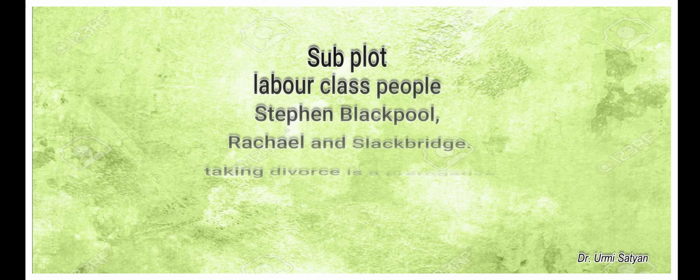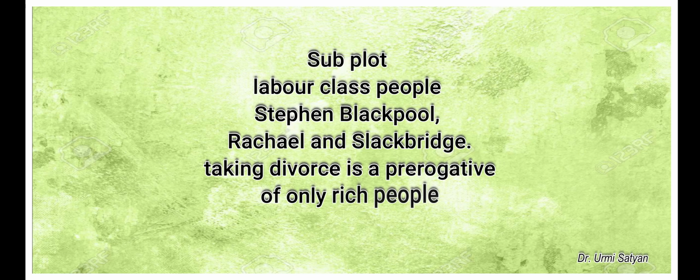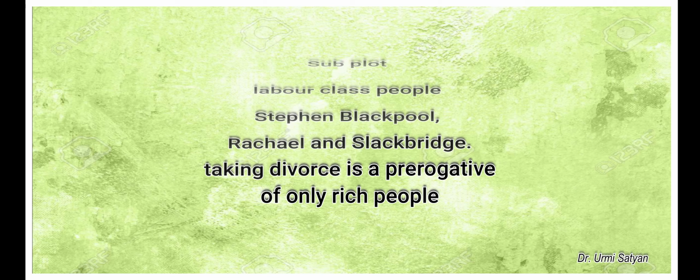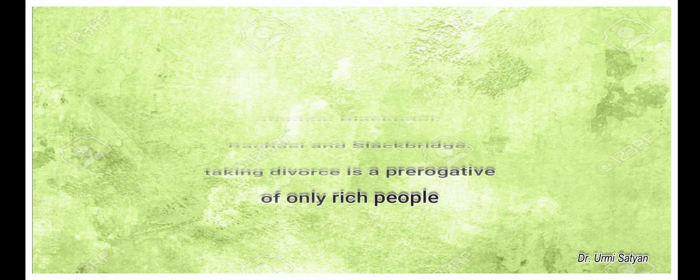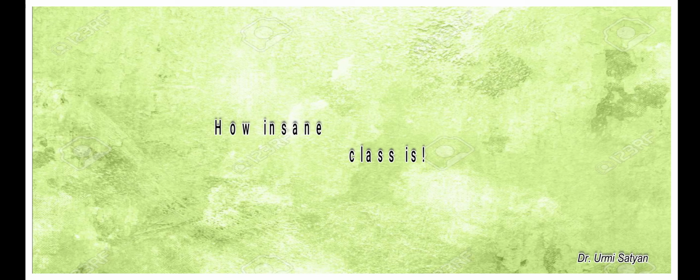The subplot of the novel revolves around the labor class people like Stephen Blackpool, Rachel, and Slackbridge. Stephen is married to a woman who is drug addict, quarrelsome, and remains away from home for months together. Stephen loves Rachel, who is also a factory worker. Stephen consoles Bounderby to get divorced from his wife. Bounderby does not leave this chance to make him feel inferior by saying that taking divorce is a prerogative of only rich people. How insanely self-occupied the rich class is.